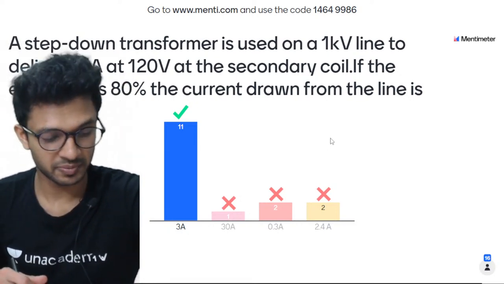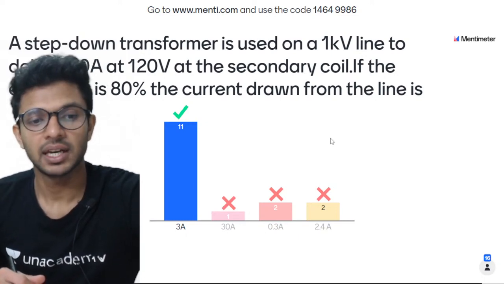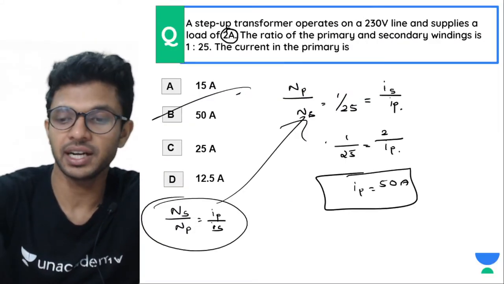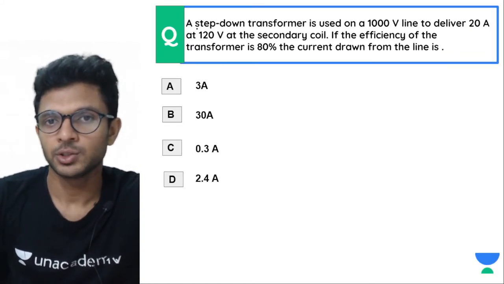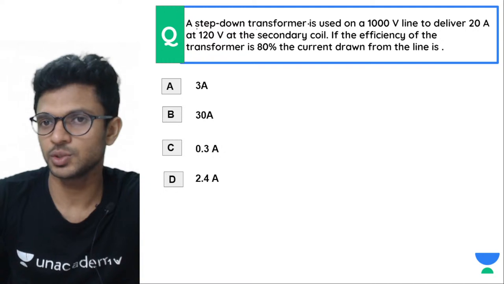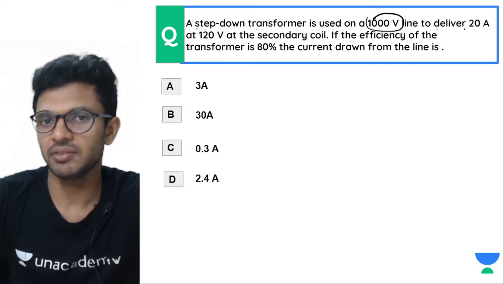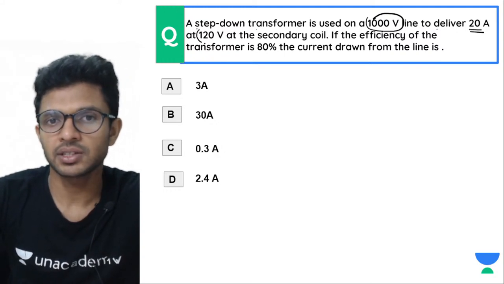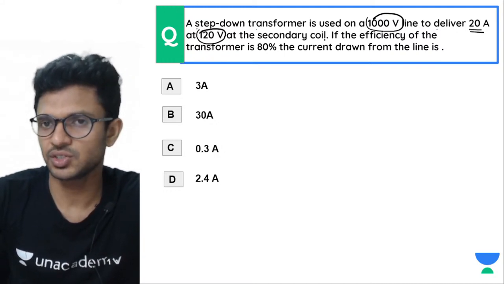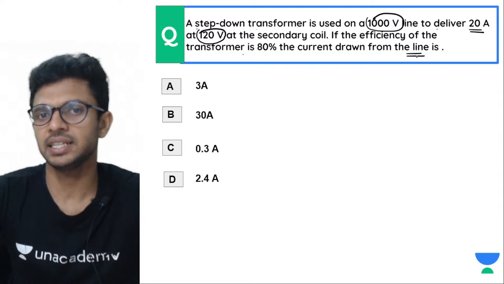इतना ब्रिलियंट है आप. सो यस, हमारा आंसर इज 3 एम्पियर. Let's see how this particular question can be done, then we will be looking at the final leaderboard. But chalo, okay. So a step down transformer is used on a 1000 volt line to deliver a 20 ampere current at 120 volt in the secondary coil. If the efficiency of the transformer is 80, the current drawn from the line is.